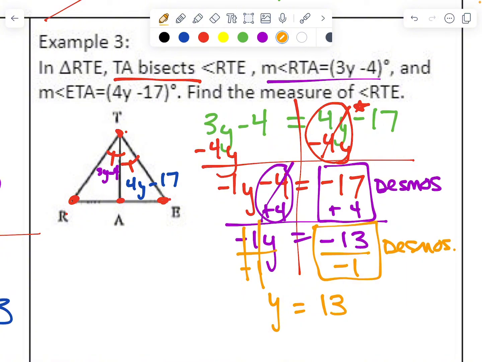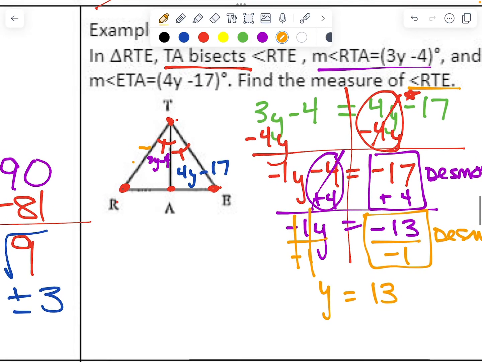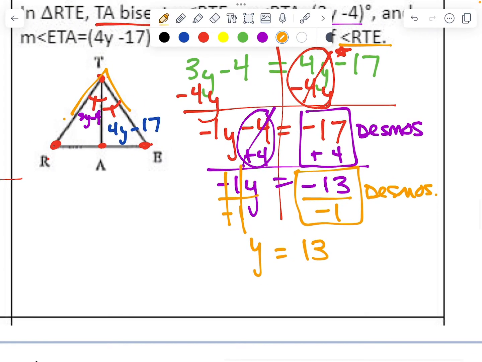But it's not asking for the value of y. It's asking us to find the measure of RTE. So again, we're looking for the measure of this whole angle. So we're going to plug in what we got. We're going to plug this 13 in to where the y's are. So we have 3 times 13, and then we're going to do minus 4. 3 times 13 minus 4, you can type that in on Desmos if you need to. You will get 35, so that means this angle is 35 degrees.